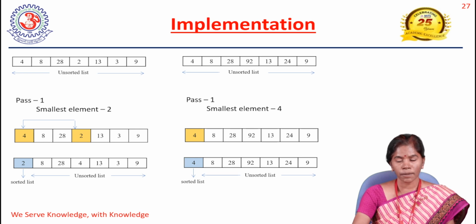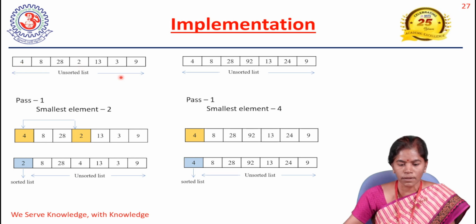One small improvement in the selection sort algorithm. Here we can see that in the unsorted list, the index number of the smallest element 2 is 3, counting 0, 1, 2, 3. The index number of the first element of the unsorted list is 0. Both are different. So this is 0 and this is 3.